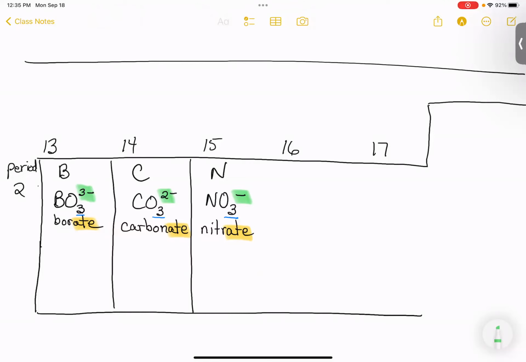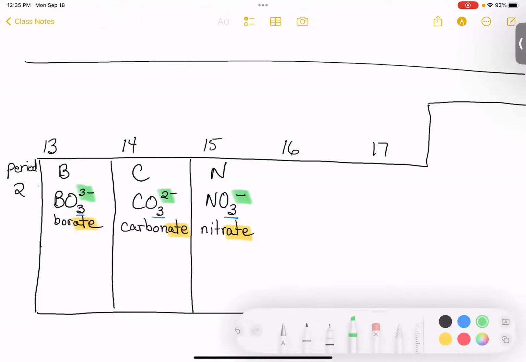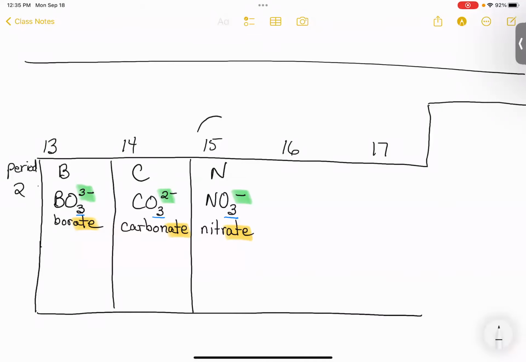Now, group 15 and group 16 are known as families of two, meaning that there are two polyatomic ions, minimum. So the other one in this particular family is called nitrite.